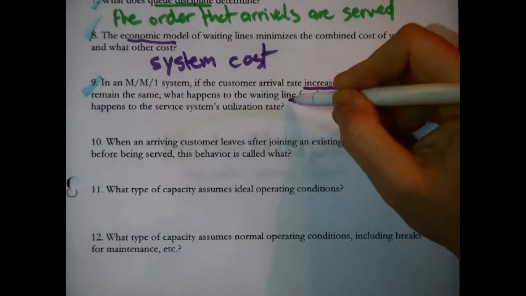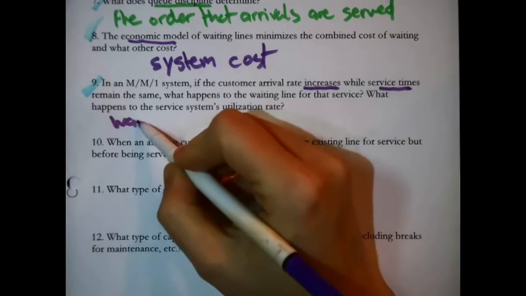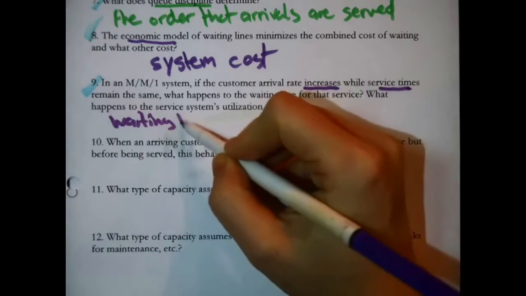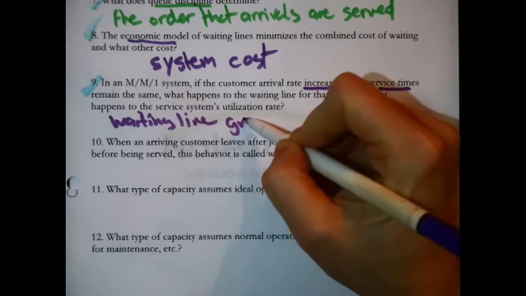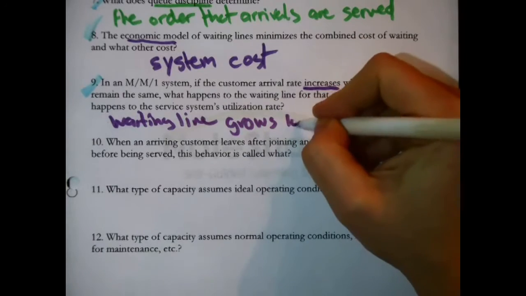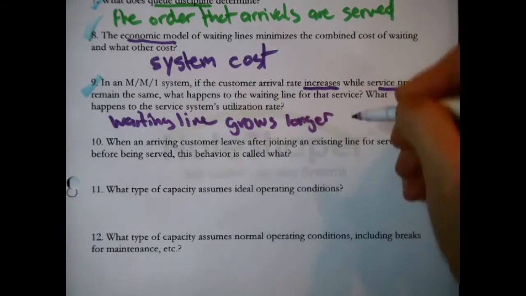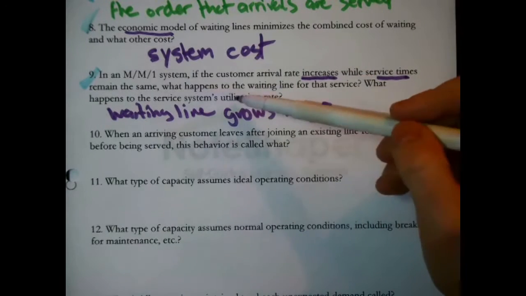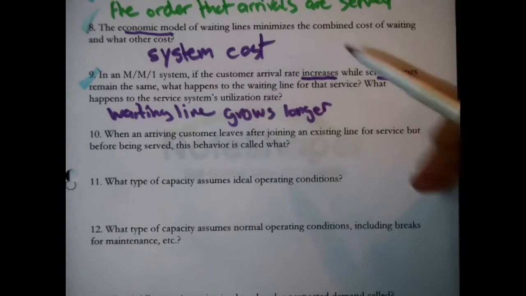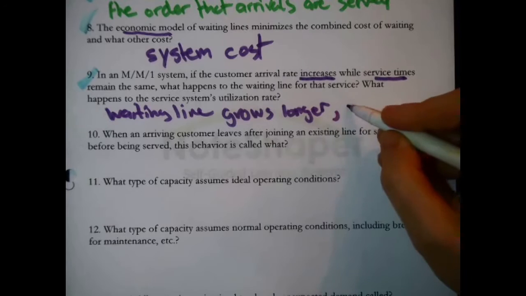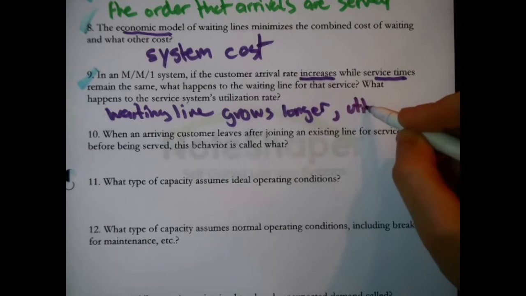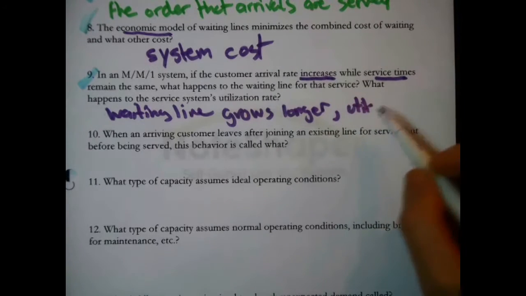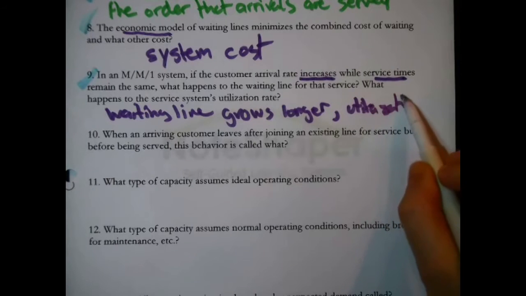What's going to happen to the waiting line? It's just logic. Waiting line grows longer. More people are showing up, but they're not serving any faster. The line's going to grow longer. What happens to the service system's utilization rate? Utilization, that's what I was trying to write. Utilization increases.